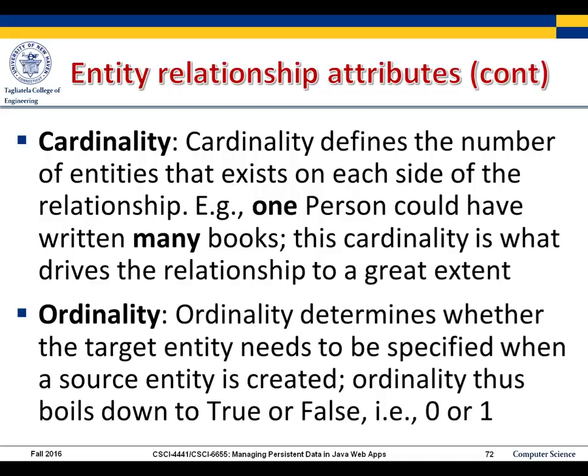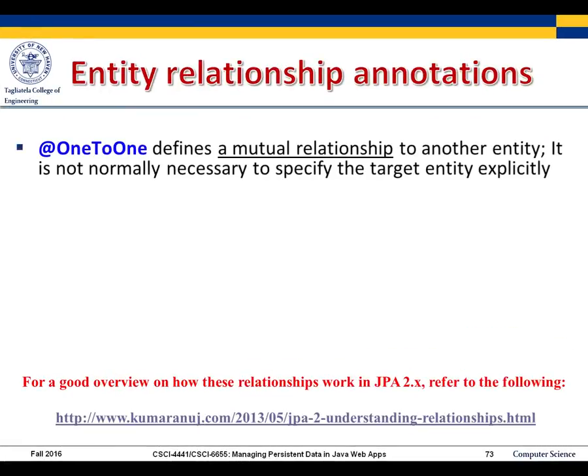Cardinality. Cardinality defines the number. This is where you go 0 or 1 to many, 1 to 1, 1 to many, many to 1, many to 0 or 1. That's the cardinality. And then ordinality is basically saying, is it 0 or 1? Do you have to have at least 1, or can it be 0? Is that a legitimate ordinality also? So that's kind of the things that you're thinking about when you're talking about these relationships.